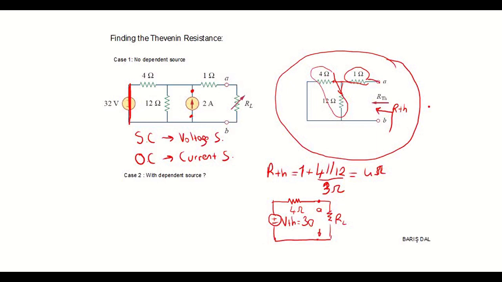What if our circuit contains a dependent source? Then we should turn off all the independent sources, but we cannot turn off the dependent source because it's controlled by another variable. So what we should do is apply a test voltage from the terminal and solve accordingly. I'll solve a question like that in the next video.